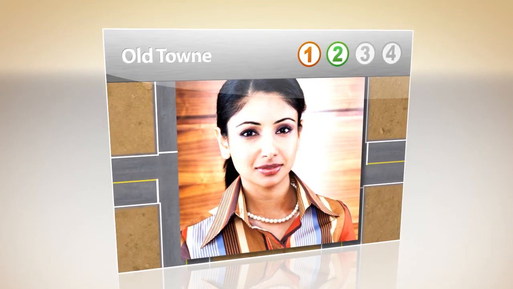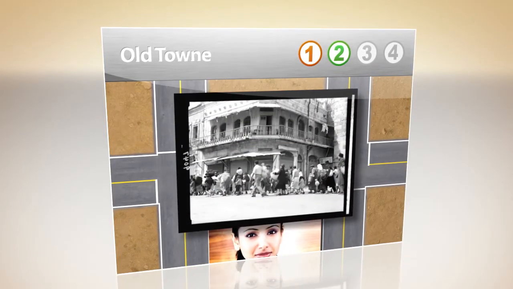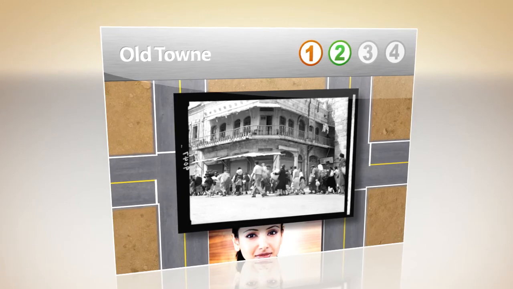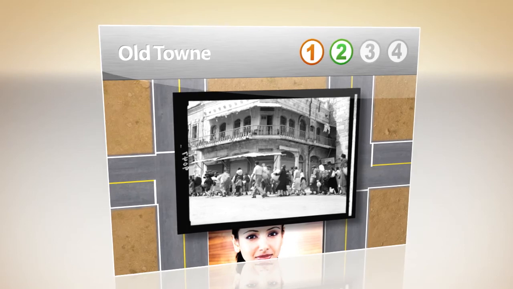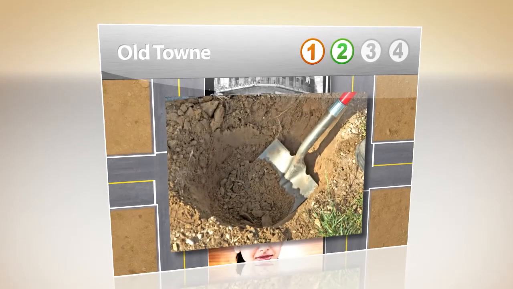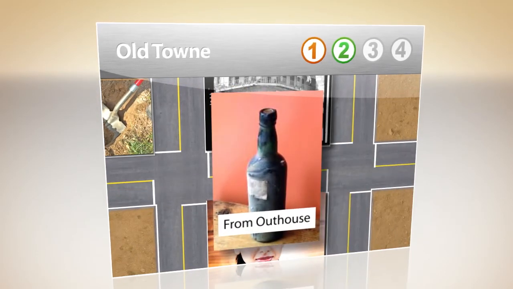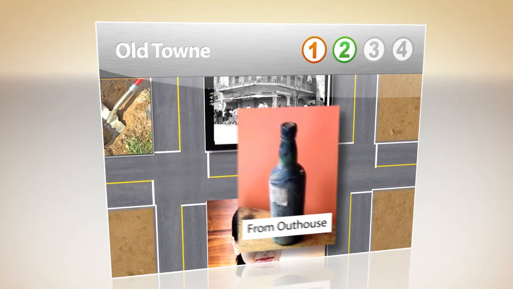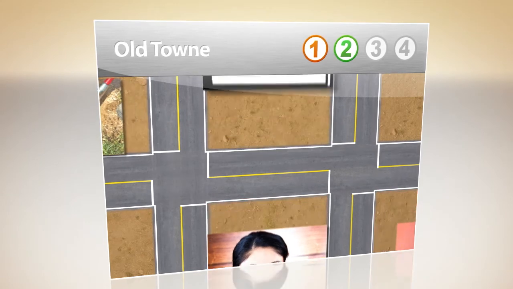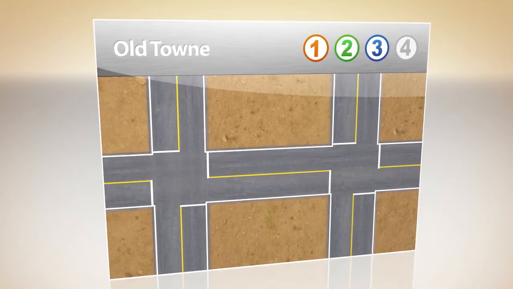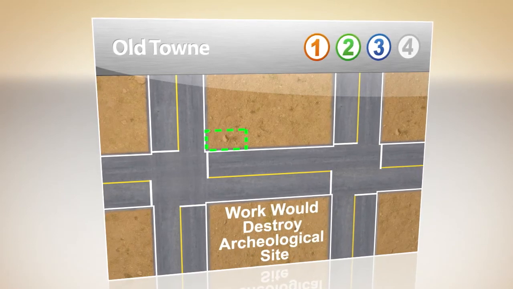During the course of her literature review, she discovers evidence of an early 19th century tavern at the corner of First and Main. During a site visit, she confirms that there is no longer any evidence of the tavern from the ground's surface. The project team then conducts a subsurface investigation of the area and finds the foundation of the tavern and an outhouse. Further excavation indicates that the site might yield important information about the lifestyle of Old Town's earliest residents. Unfortunately, given its proximity to the street, the drainage and road improvement work would destroy the archaeological site.